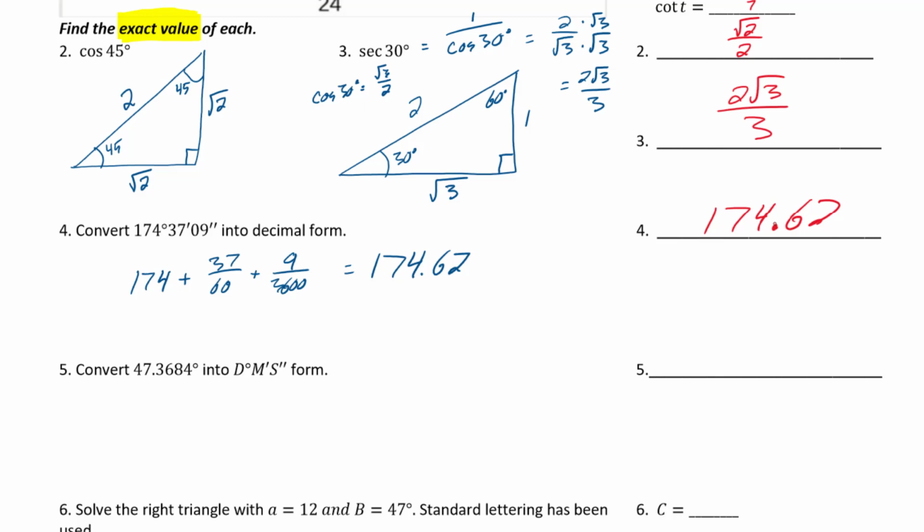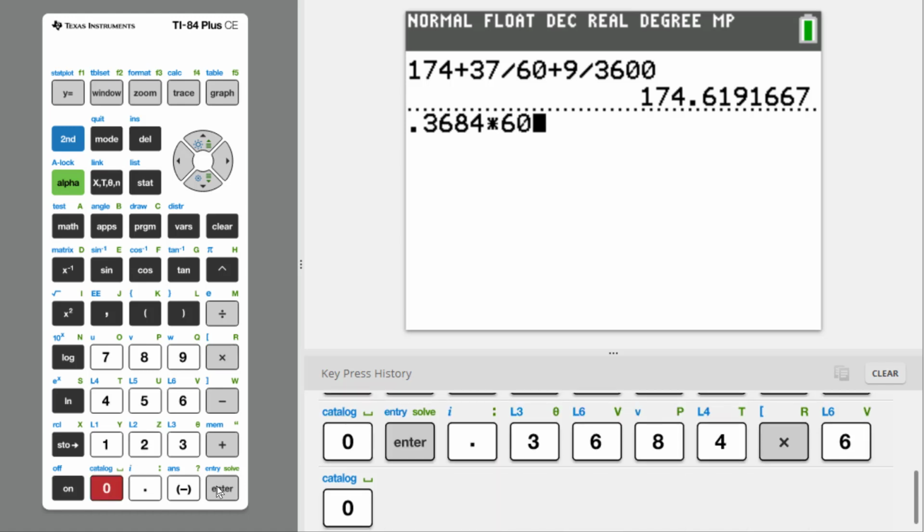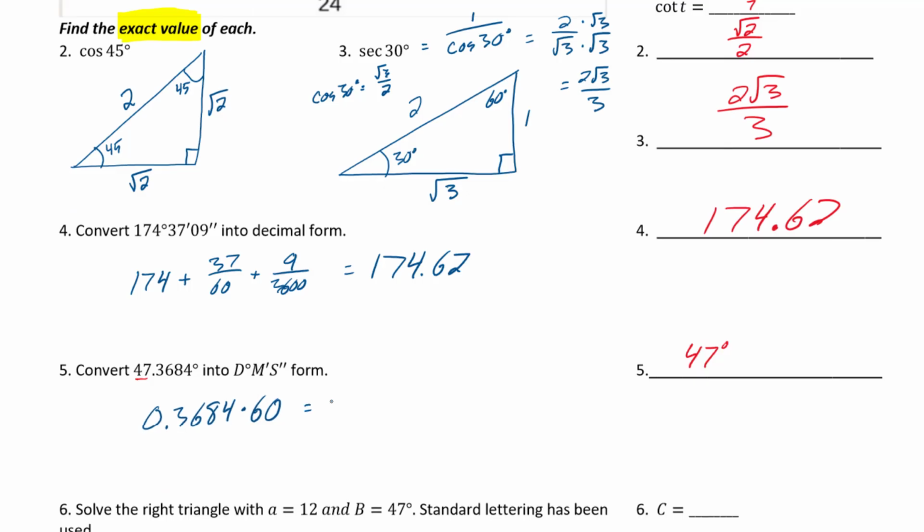As far as number 5 is concerned, what we would do is know for sure that the whole number part, the 47, is going to stay. So that's 47 degrees. Then I just take the decimal portion, so in this case the 0.3684, and multiply it by 60. So once again, we'll bring that calculator up. We've got the 0.3684 times 60. That gives me a new whole number part of 22, and my new decimal part of 0.104.